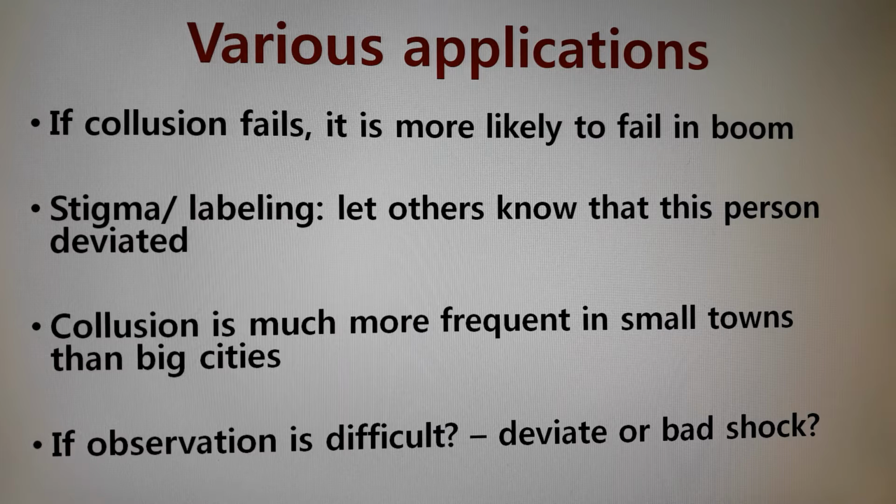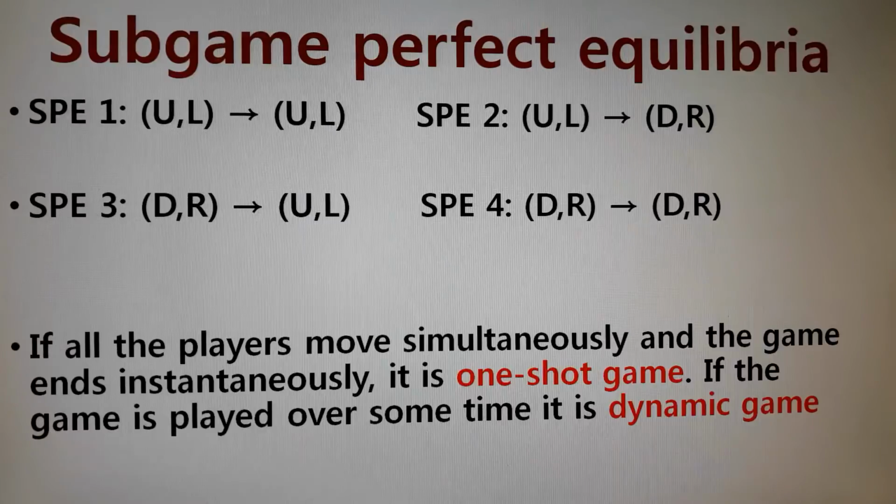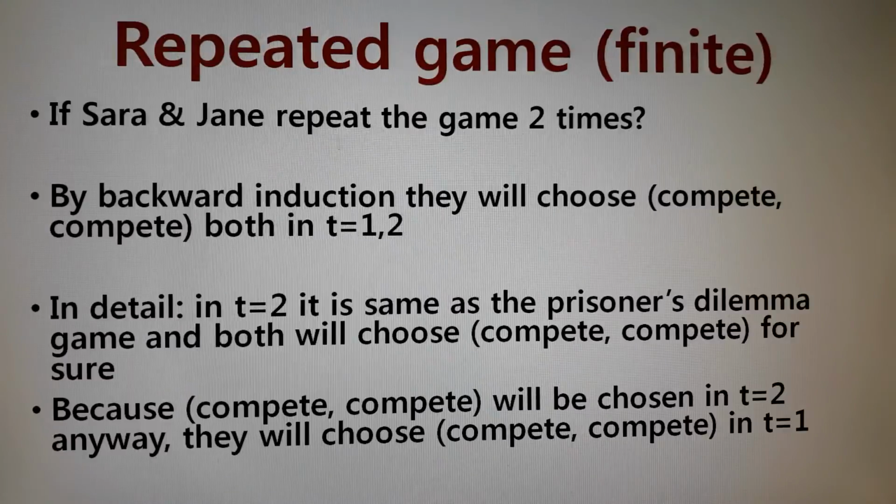What if the observation is difficult? Deviation or bad luck? You cannot be sure. Sarah cannot be sure whether Jane actually cheated or not. Of course, let's go back to the example here. Okay, wait, a long way back.